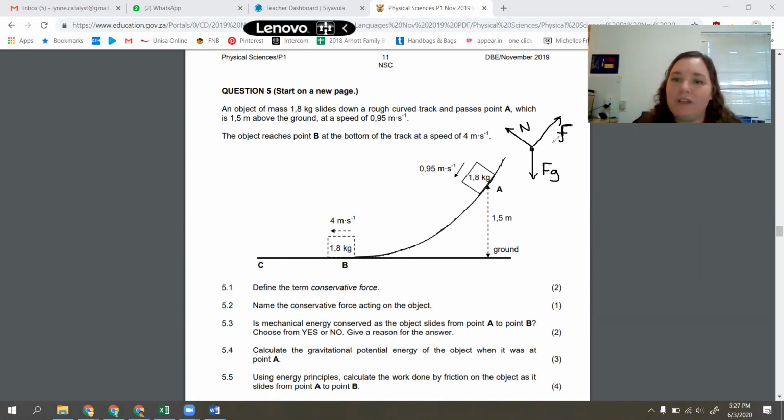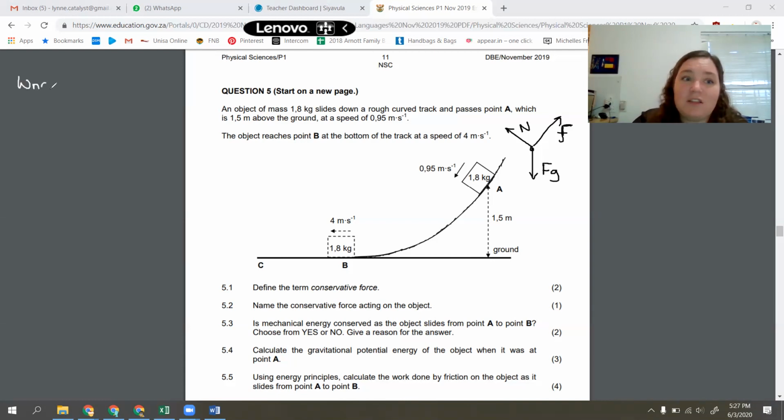So at this point, the normal's not going to do any work because the normal's always at 90 degrees. Weight isn't going to do any non-conservative work, so I can take gravity, the gravitational force, out of there. So effectively, the only non-conservative force is our friction. This is just me giving you another tool. This isn't usually the method that I use, but it works.